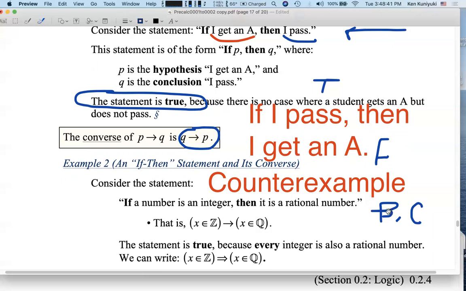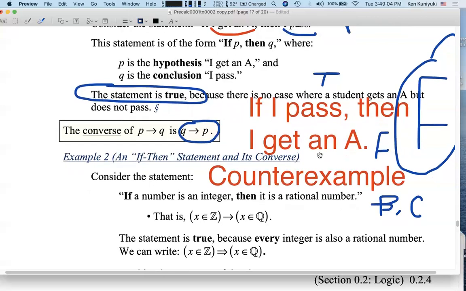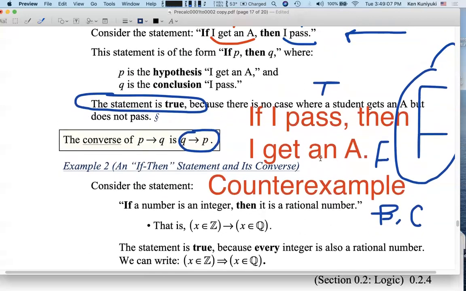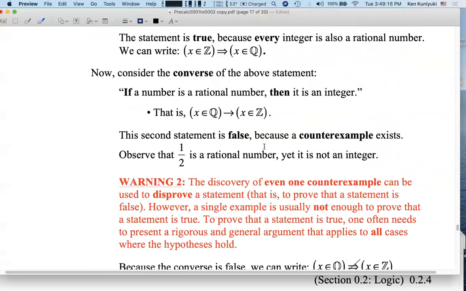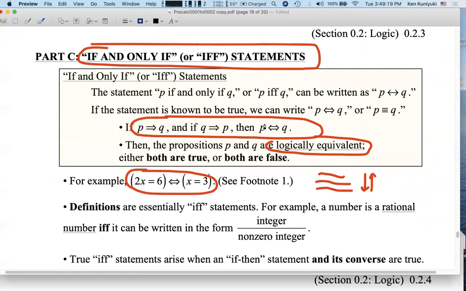And if you have counterexamples, then that means that this statement overall is a false statement. Big ol' F. If I pass, then I get an A. That's a false statement. It's true that some people who pass get an A, but as an if-then statement, this is false because the hypothesis does not guarantee the conclusion. So sometimes the converse of a true statement is true. Other times it's not. So you have to be careful not to mix these up. In an if and only if case, you can associate these things together, but sometimes the arrow matters.